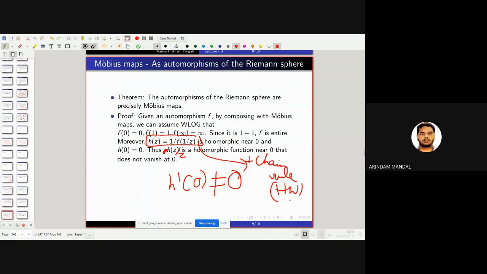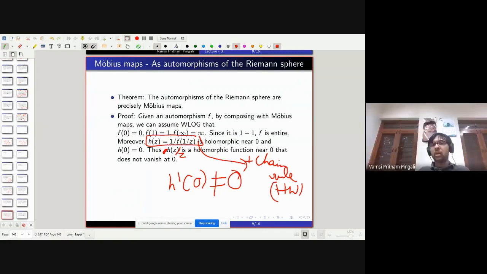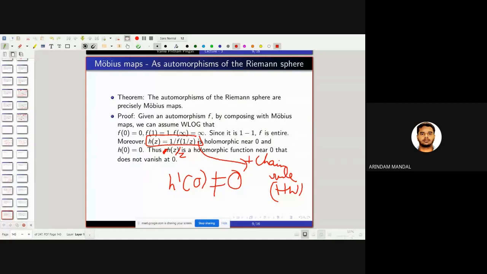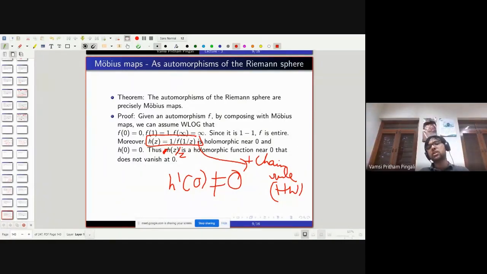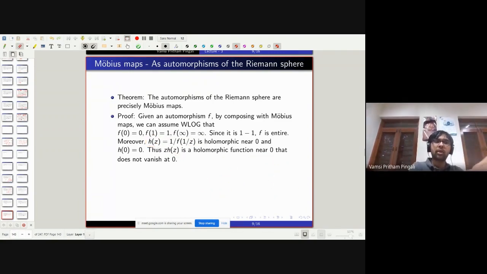Since f is one-to-one, can I not say h is one-to-one also? Yes, actually, one can directly say that h is one-to-one, because f is one-to-one and you're taking 1 by f of 1 by z. So this is the easiest way of seeing. And one-to-one holomorphic functions have derivatives that do not vanish. This we know. So anyway, the bottom line is this function is holomorphic and it's not vanishing.